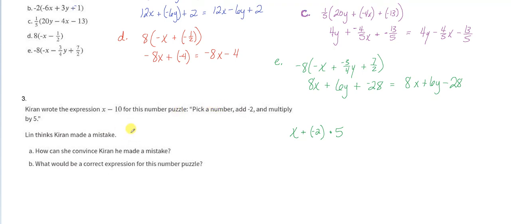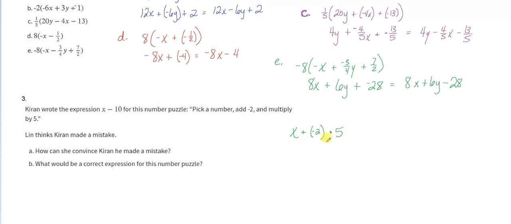Lynn doesn't think it's correct. You can see where Kieran is getting the negative 10 from, the product that you have here on the right side. How can she convince Kieran that he has made a mistake? What would be a correct expression for this puzzle? Well, the first thing is, do you think this expression over here represents this? Pick a number, add negative 2, and multiply by 5.